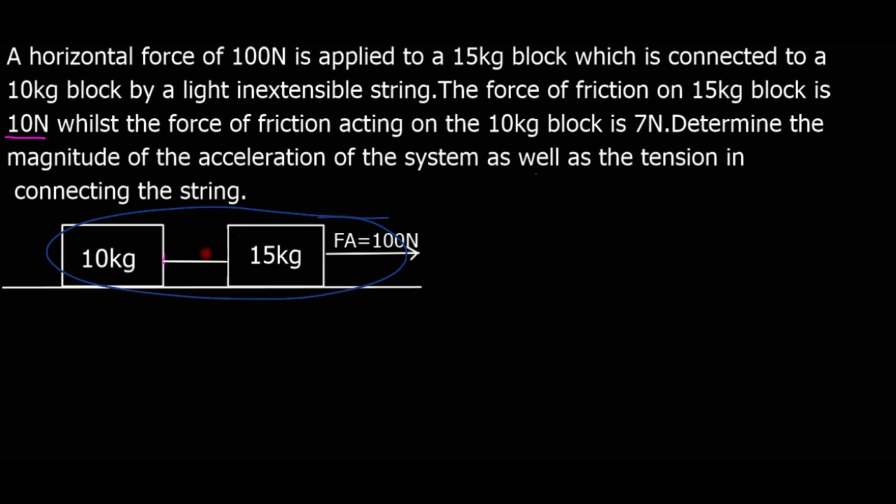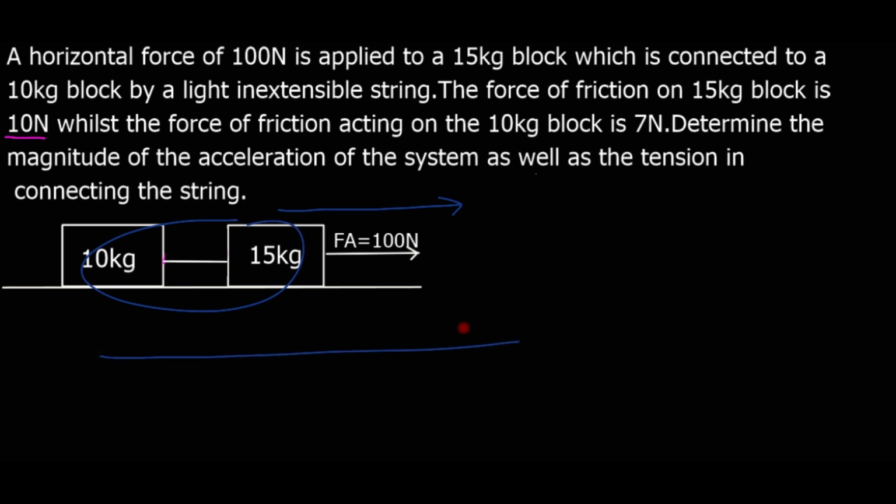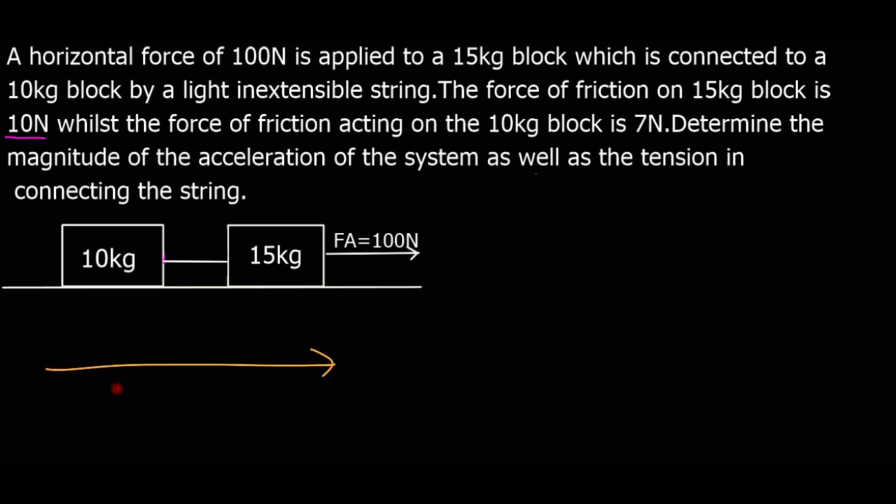We have two blocks already connected by a string, and then a force applied on this 15 kilogram block to the right. These objects do move together to the right. This is because they are connected by a string. So they move together to the right. What is important is that these objects have the same acceleration because they move together at the same time.